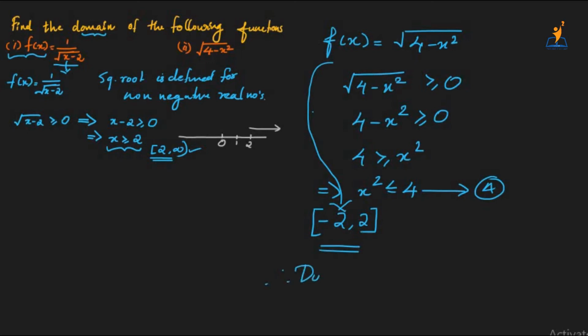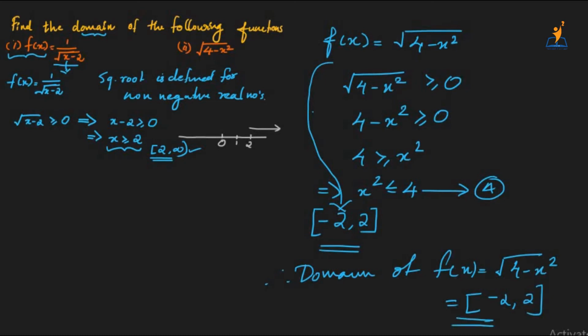Therefore, the domain of f of x equals square root of 4 minus x square is nothing but the closed interval [-2, 2]. So this will be the domain of the second function, and the interval [2, infinity) will be the domain of the first function. So this is the answer for these two questions.